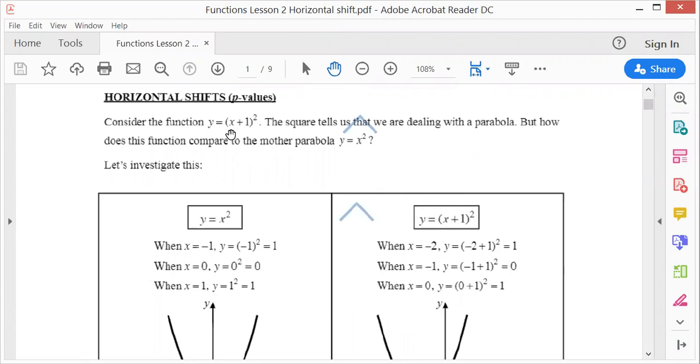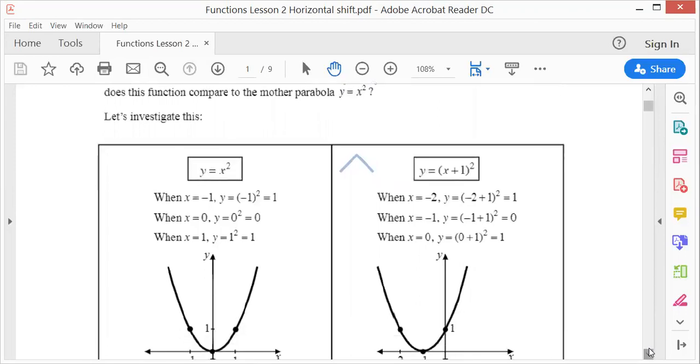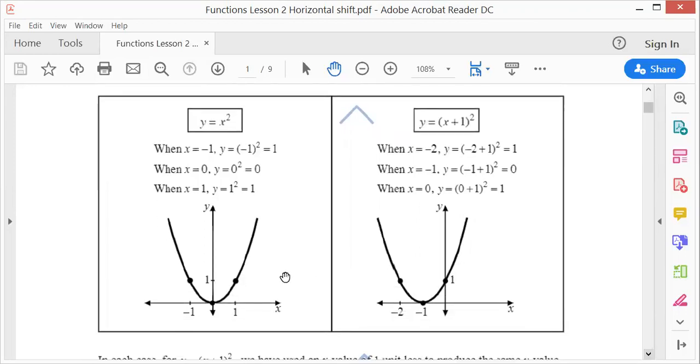So consider the function y = (x + 1)². Of course, if I remove the brackets, then you'll remember this is a perfect square. It will end up as y = x² + 2x + 1. So it is a quadratic equation. Now, again, look at the mother graph y = x². And we're going to compare the two and see what is the difference. So let's investigate. Let's first do the mother graph.